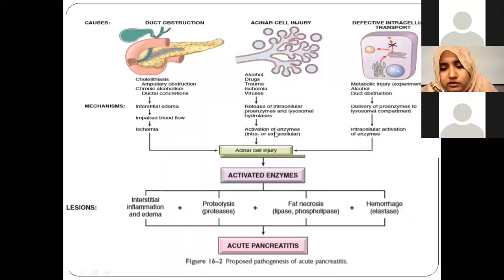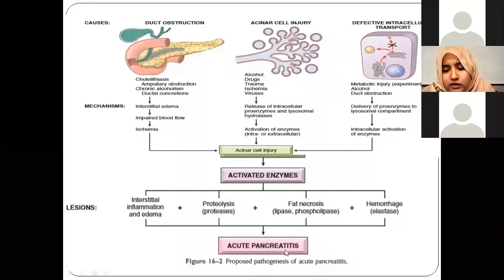So these three can cause acinar cell injury, and with acinar cell injury, there are activated enzymes which are not getting inhibited by any of the factors, and they are not guarded by anything. These activated enzymes can cause proteolysis, fat necrosis because of the lipases, and hemorrhages because of the elastases, because these elastases act on the blood vessel wall, and that causes hemorrhage because the blood vessel wall gets fragile. So you will get fat necrosis, proteolysis, and hemorrhage with interstitial edema.